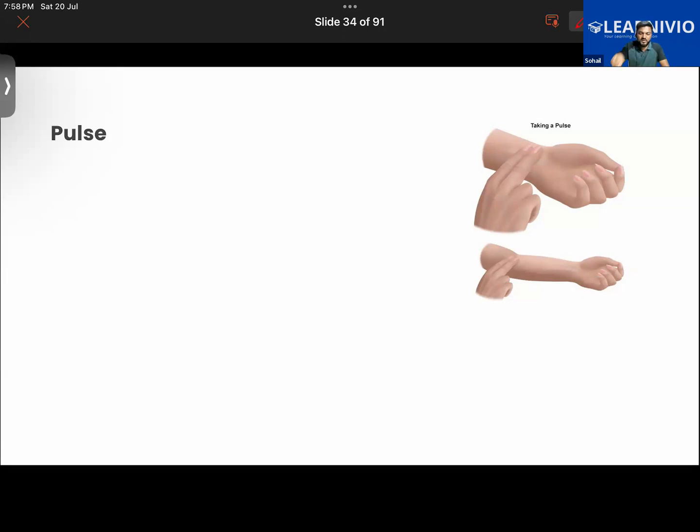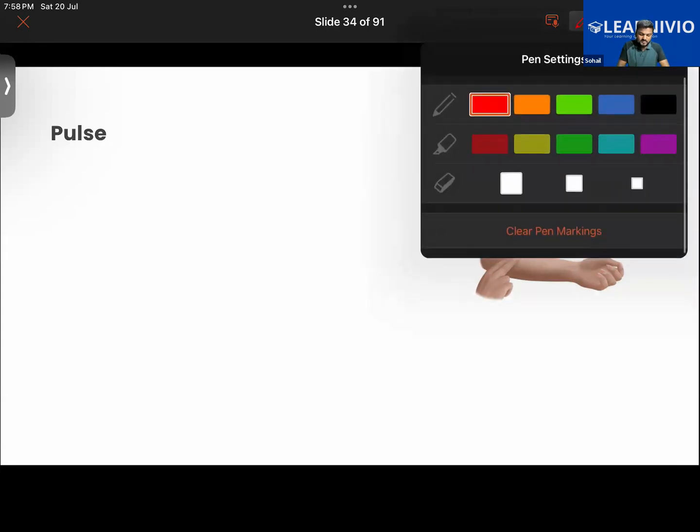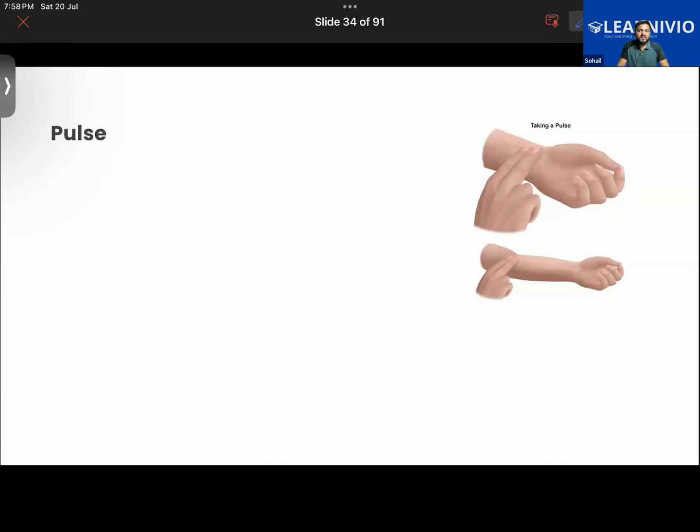You guys understand what is rhythm? Yes, sir. Getting it? So in that manner, you will observe a rhythmic throbbing sensation near your palm. So that is the pulse. That is called the pulse.